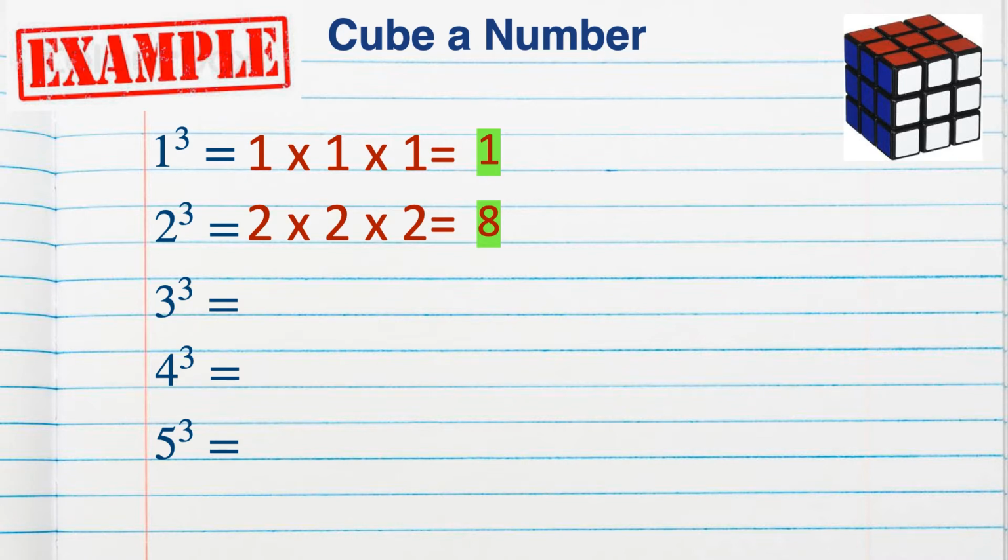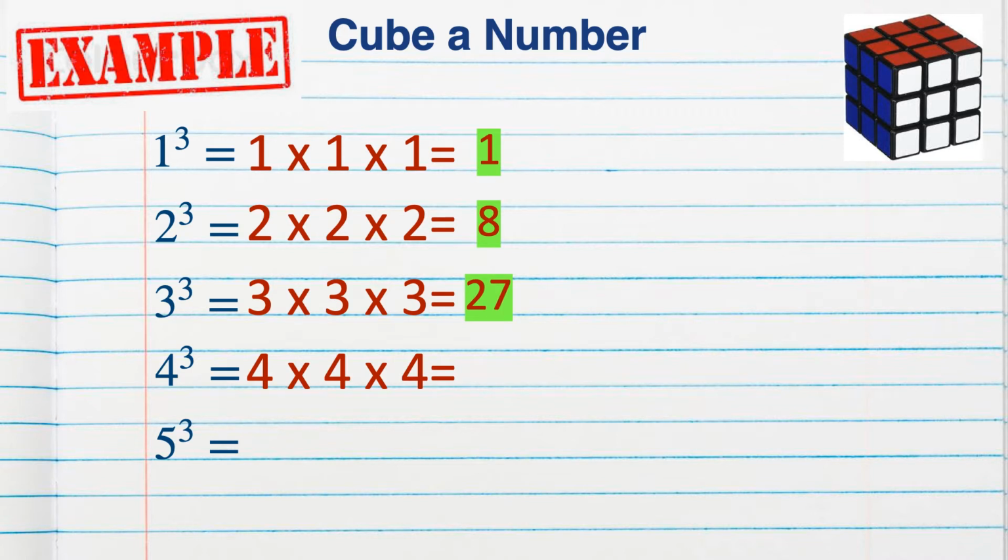3 cube. 3 cube is the same as 3 times 3 times 3, which is equal to 27. Okay, 4 cube. 4 cube is the same as 4 times 4 times 4, which is equal to 64. Now, am I going too fast? You can always pause it so you could take notes, okay? All right, 5 cube. 5 cube is the same as 5 times 5 times 5, which is equal to 125.